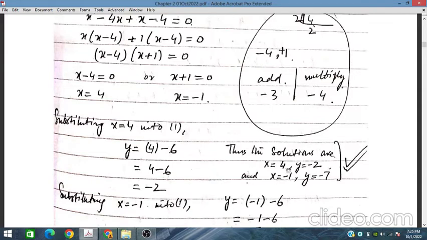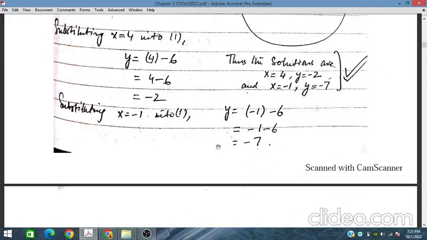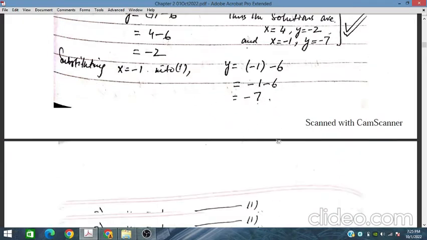So the solutions are x is equal to 4, then y is equal to minus 2, x is equal to minus 1, then y is equal to minus 7. So this is one of the ways.